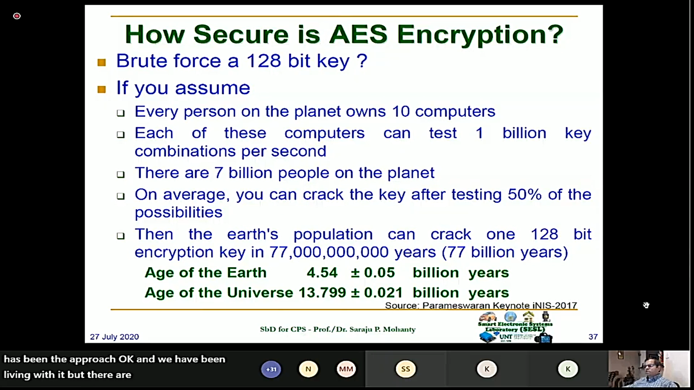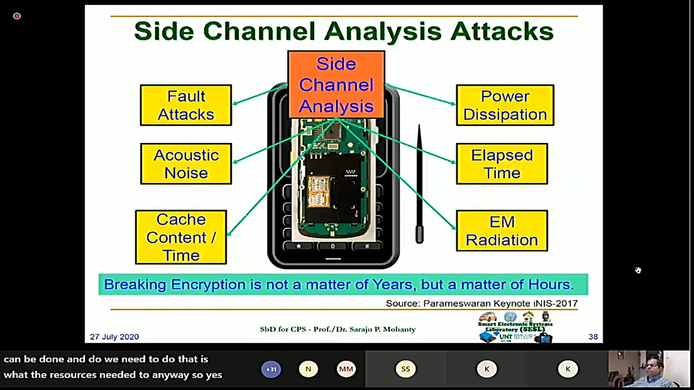But there are other things that can be done and we need to do. That is what the research is needed for. So anyway, AES, we have been thinking it is secure, but with the help of a side channel attack, we do not do the brute force approach. That means we don't have to take years and use a lot of computational resources. We are smart. We do a side channel attack.